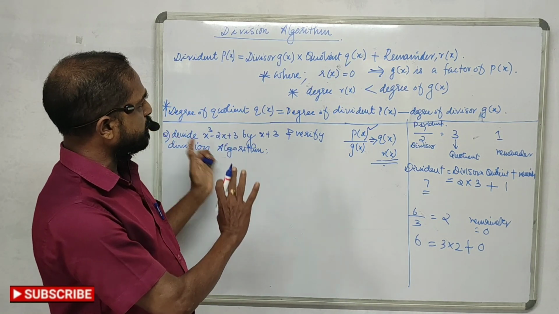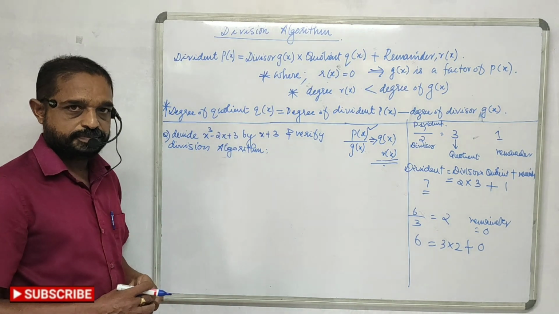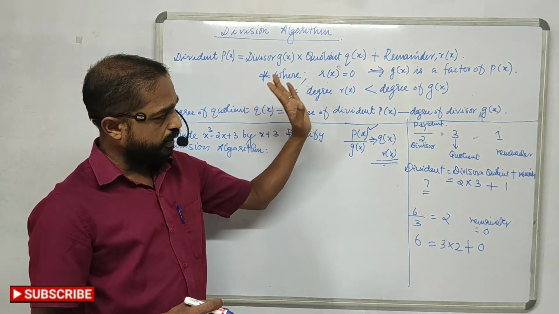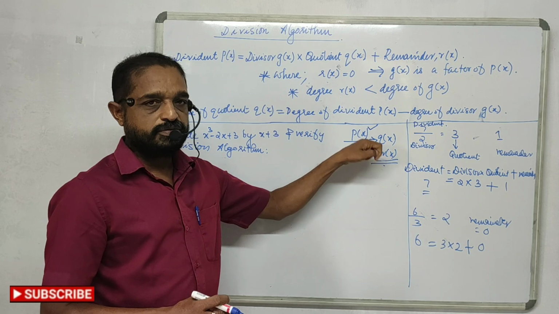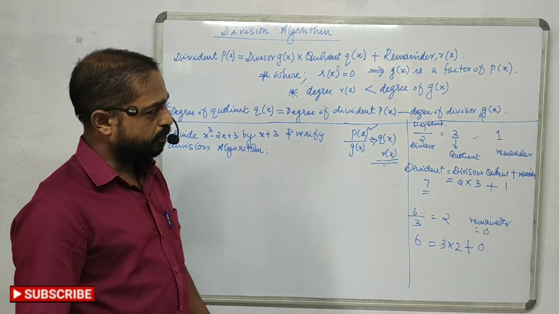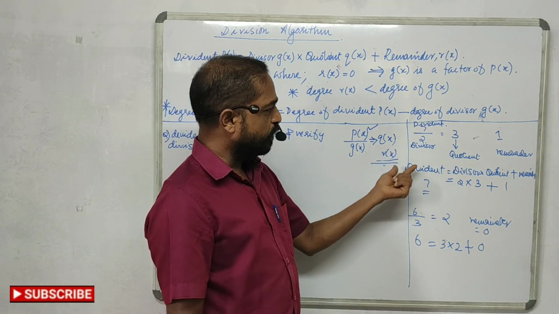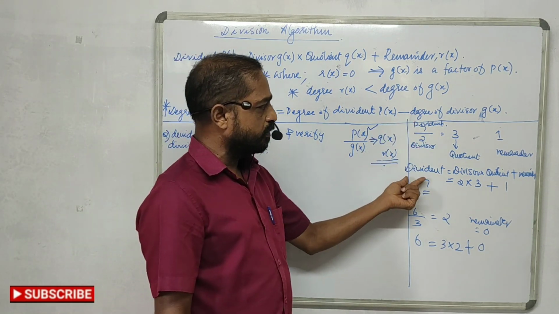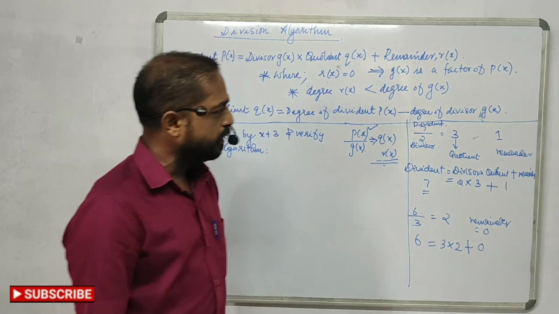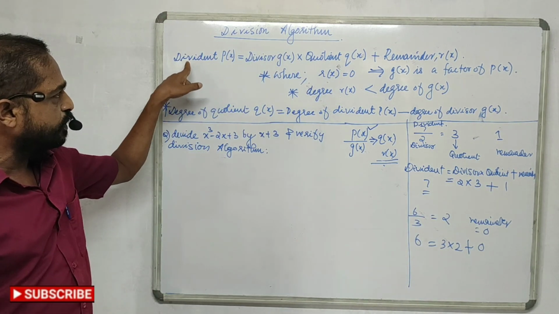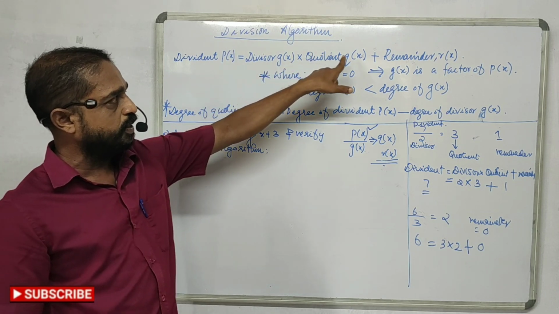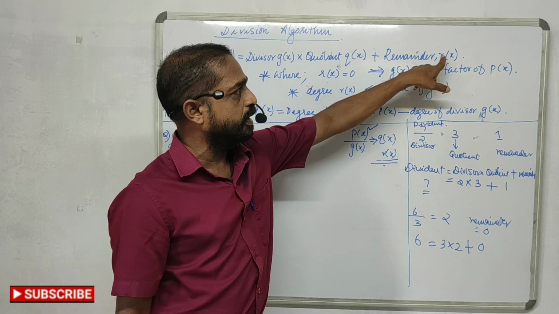So this concept is the division algorithm. This division algorithm is not a new concept. Simply, this is the extension of the division algorithm in the case of numbers to polynomials. So what is the division algorithm? Division algorithm in the case of numbers is dividend is equal to divisor into quotient plus remainder. In the case of polynomials also, dividend p of x is equal to divisor g of x into quotient q of x plus remainder r of x.